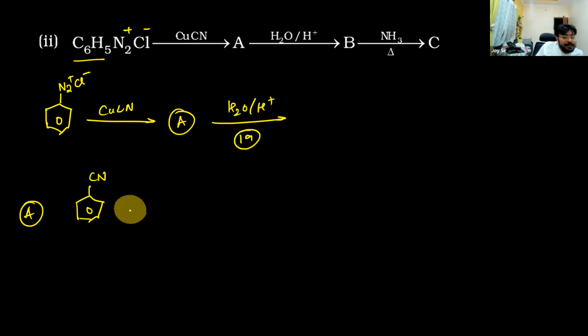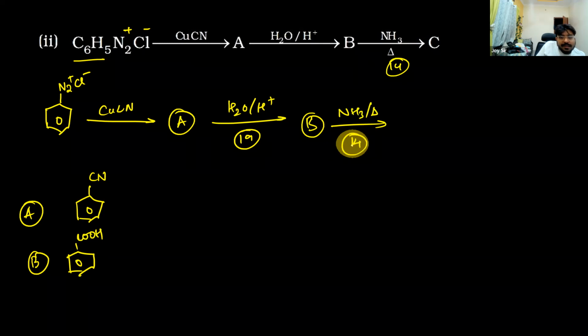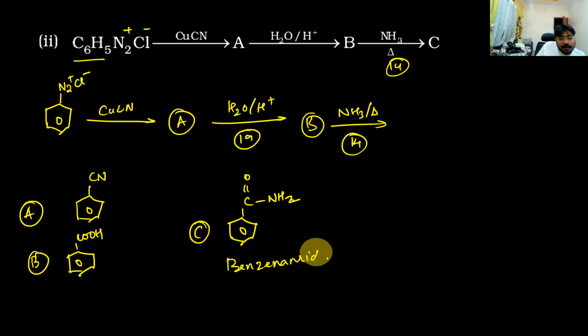So we have CN, and if I give H3O plus it becomes carboxylic acid. This is number 19. So B becomes carboxylic acid, COOH. Fine. And then I'm giving NH3 and heating it. You all know what will happen, it's number 14 reaction. So if you give B NH3 and heat it, it is the 14th reaction. What will C be? Benzamide. This is our CONH2, this is our benzamide. C6H5 means our phenyl group or benzene group, however you want to know.